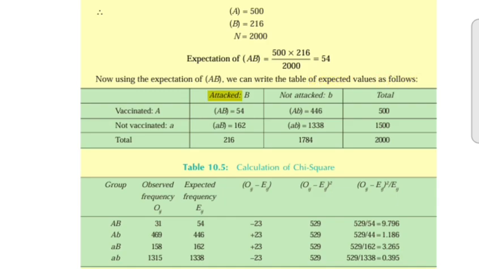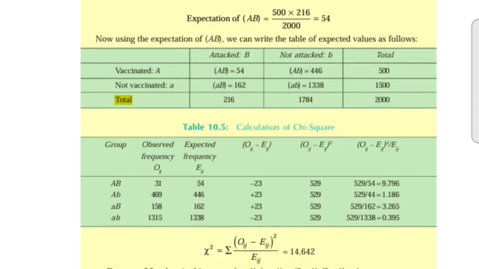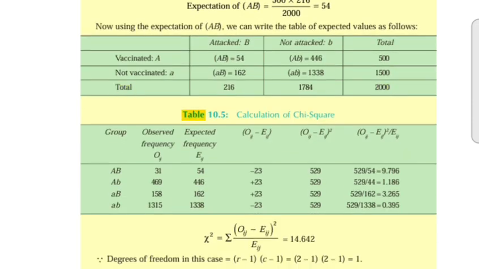Attacked, not attacked, total. Vaccinated: 54, 446, 500. Not vaccinated: 162, 1338, 1500. Total: 216, 1784, 2000.